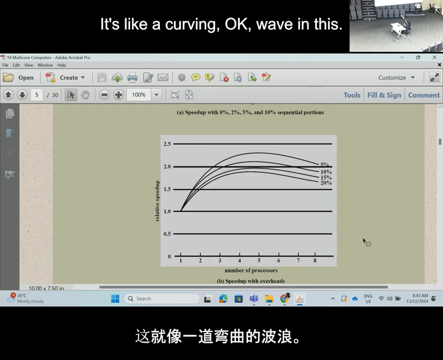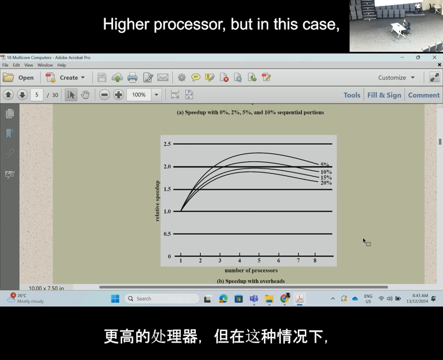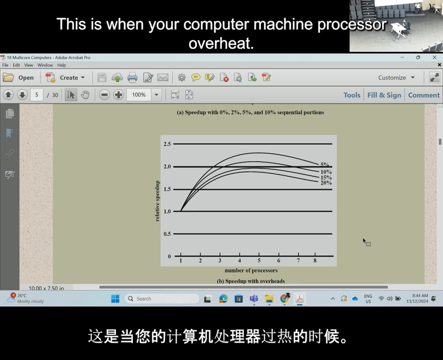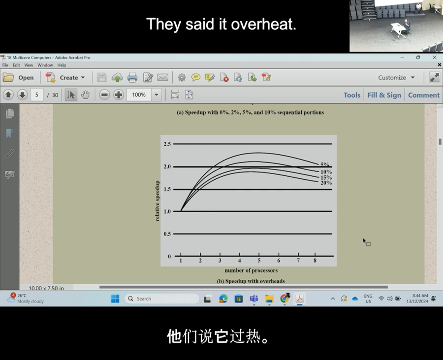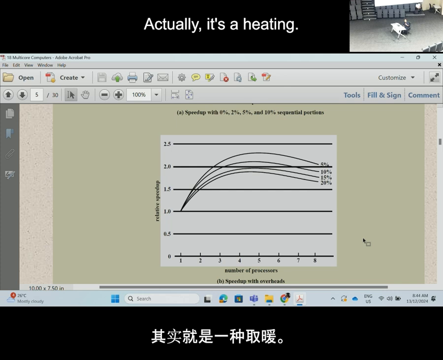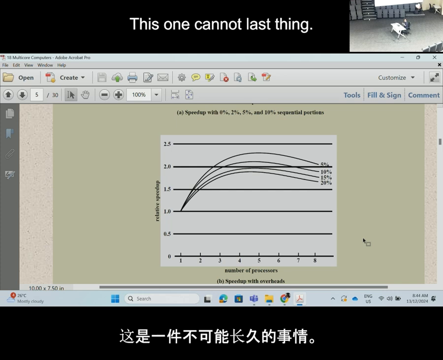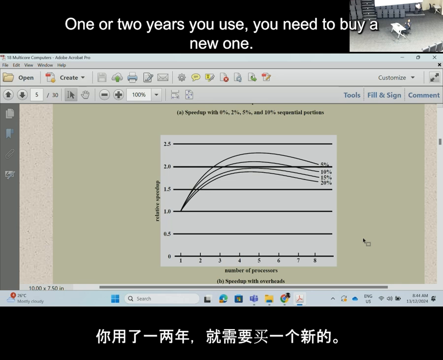It's like a curving wave in this higher processor. But in this case, what is the difference from the previous illustration? This is when your computer processor overheats. They say it overheats, but actually it's heating. Same goes for your smartphone. That's why it cannot last: after 1 or 2 years of use, you need to buy a new one.